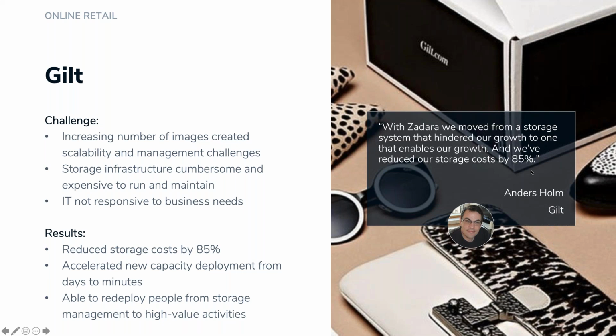The ability to be more agile, save money, and in the end, it was about accelerating their business. The quicker they can get those images in place, the sooner they can start taking orders. That's the way it works, right? Yeah, exactly. It's nice that they save 85%, but what they mostly did is accelerate their ability to pursue their business.